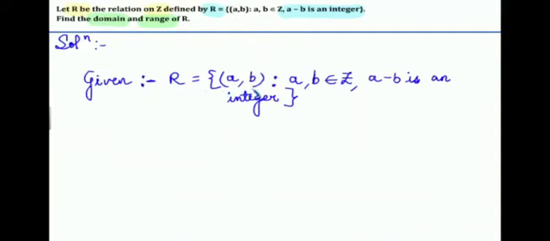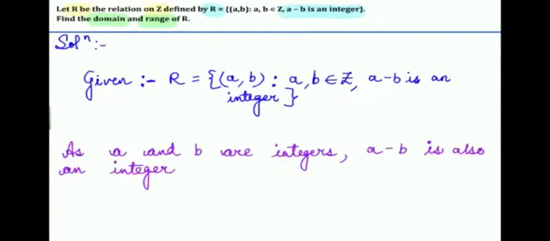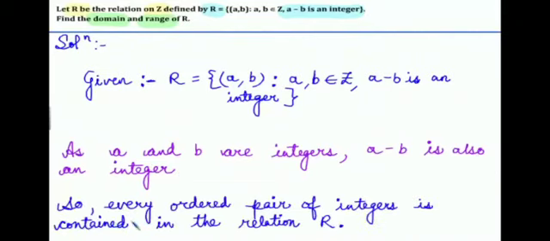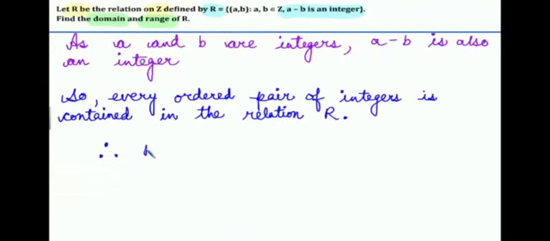So given R is equal to (a, b), a, b belong to Z, a minus b is an integer. So a and b are integers, so a minus b is also an integer. If a and b are integers, then a minus b is also an integer. So every ordered pair of integers is contained in the relation R, that is (a, b), where a, b belong to Z.